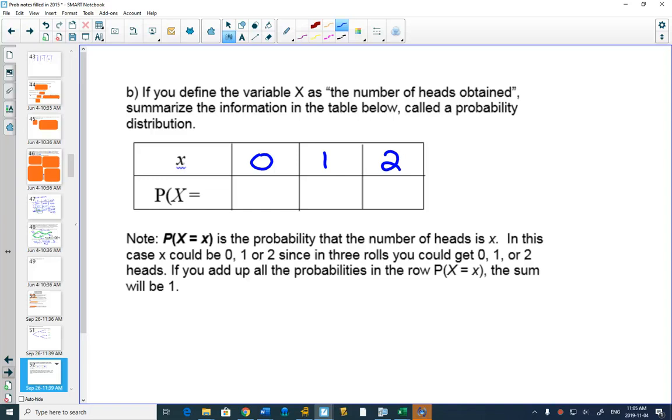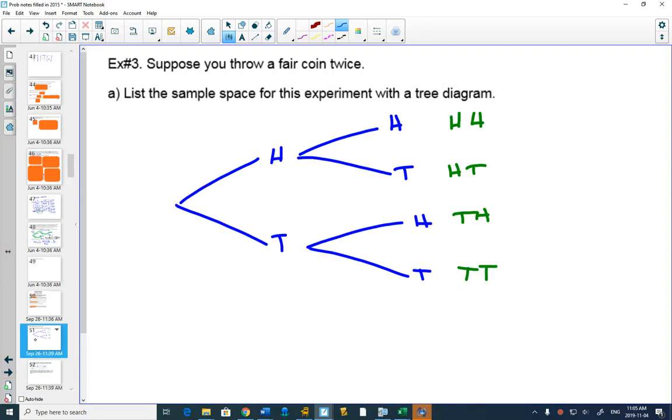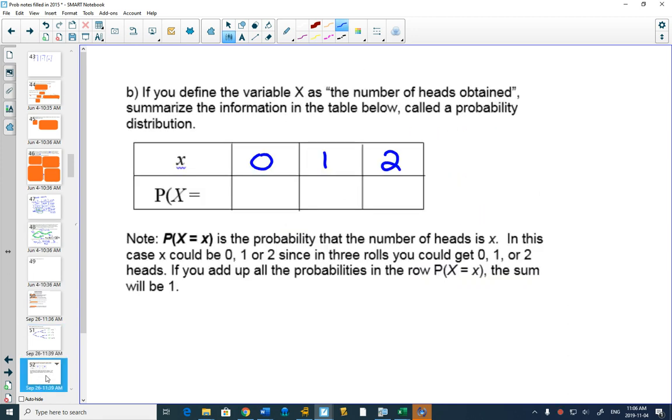And what's the probability of x equals 0? Well, we look at our tree diagram. How many of those branches have no heads? That's just this one. What's the probability on that one? 1 out of 4, because we could put 1/2 and 1/2. In fact, each of these branches would be 1 out of 4 in total for the probability. But when we go to our probability distribution, we've got 1 out of 4 here.